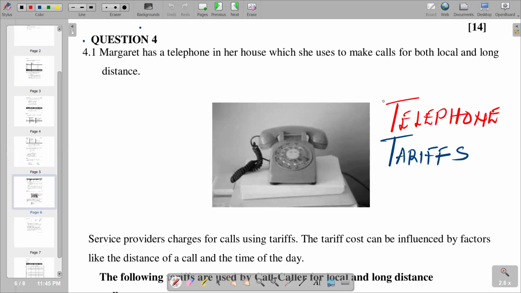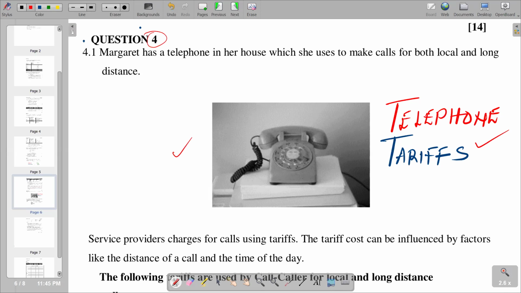We want to look at a question on telephone tariffs. So we are going to look at question 4 on this question paper. Our question reads, Margaret has a telephone in a house which she uses to make calls for both local and long distance. We're given a picture of a telephone that we have here.